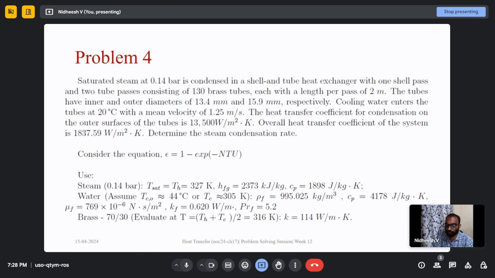Hello, sir. Sir, that TC naught was given as 44 degrees centigrade. But our TC equals 305 Kelvin. How would it be 305? It will be 309, 312, 317 now, right? Give me a moment. 317.